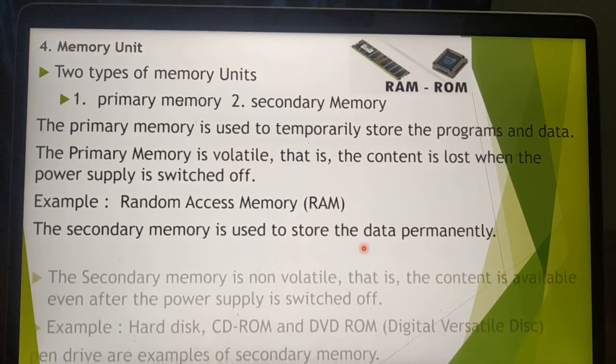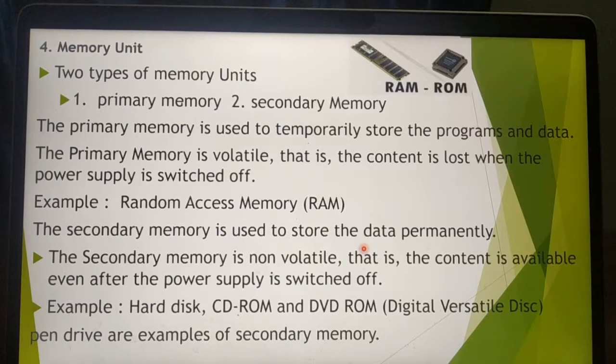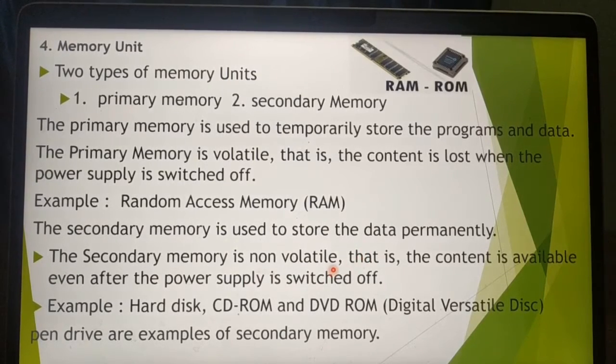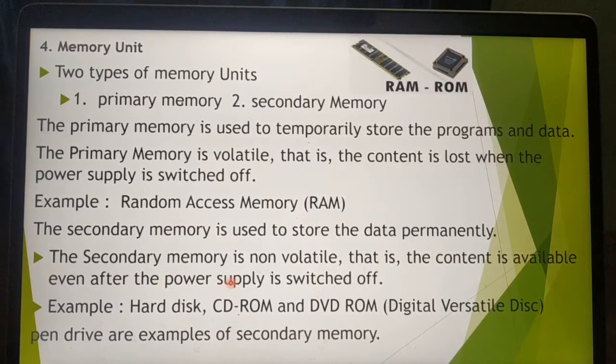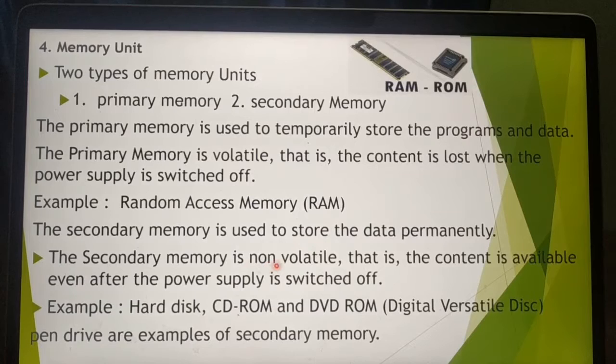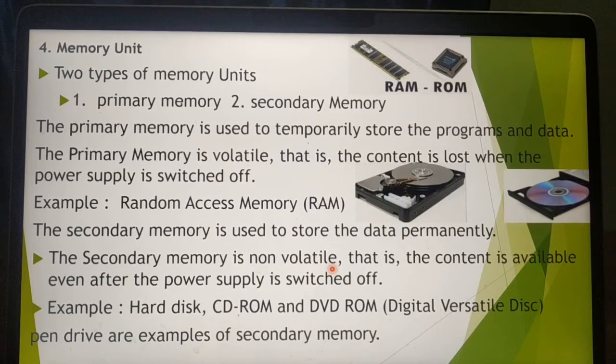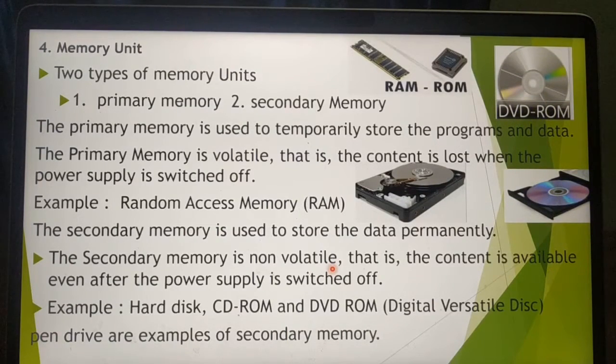Here the secondary memory is a non-volatile memory. Why? Because the content is available even after the power supply is switched off. Here we can store the data for long purpose. That's why it is called secondary storage. It is also non-volatile. Example: hard disk, CD-ROM, DVD-ROM. DVD means digital versatile disk.